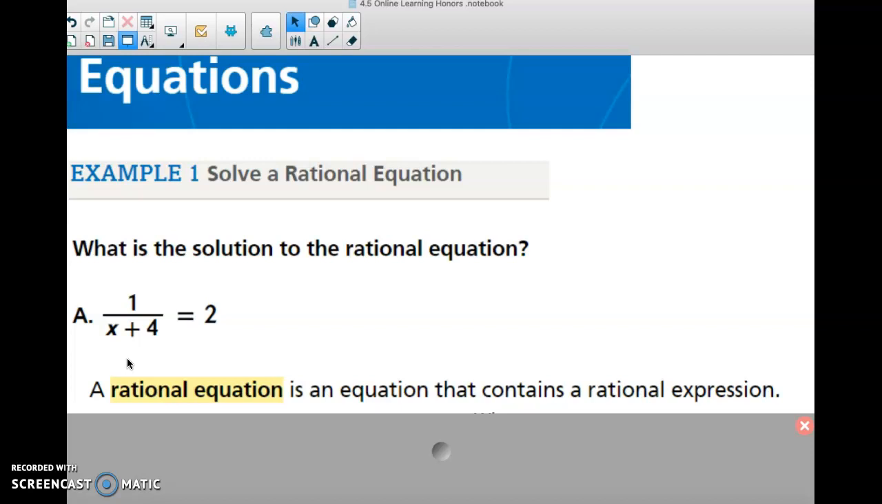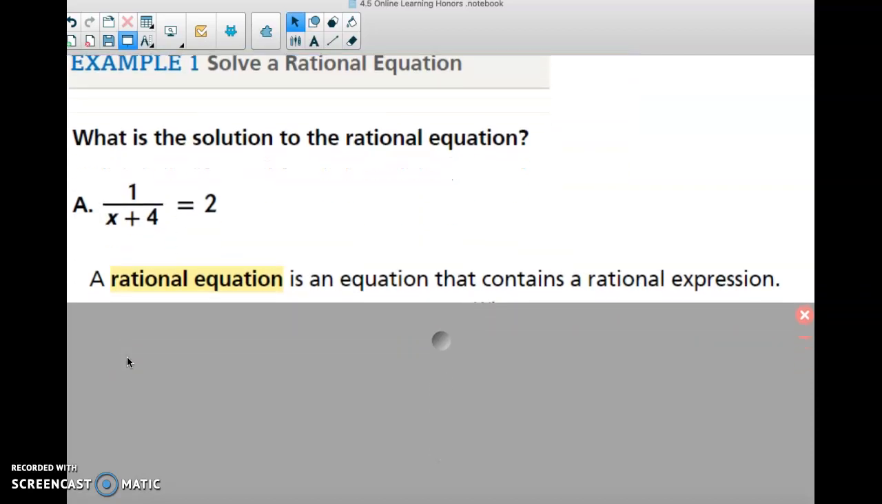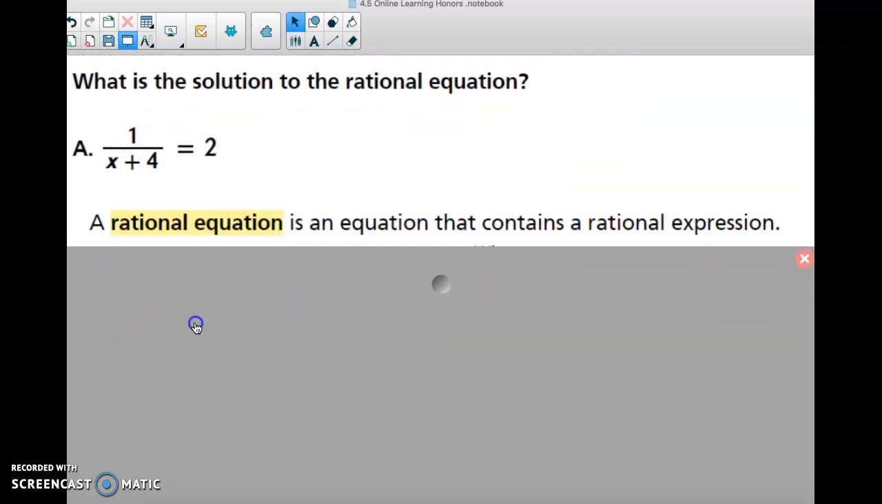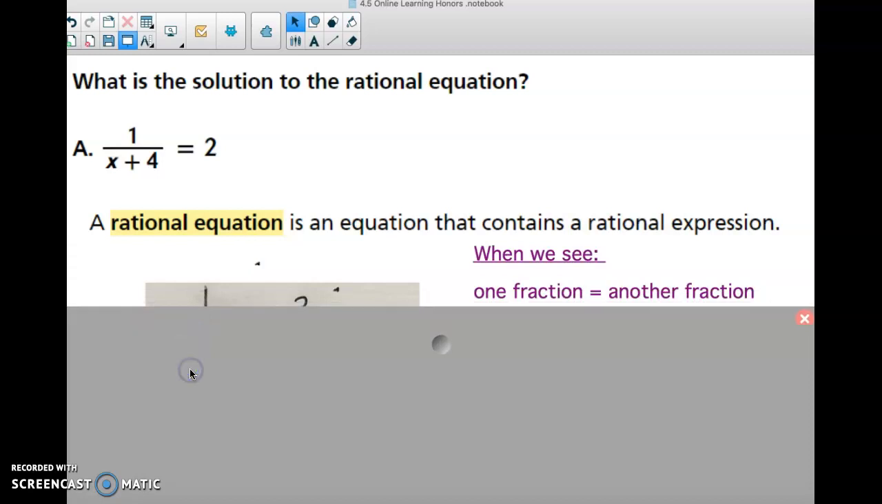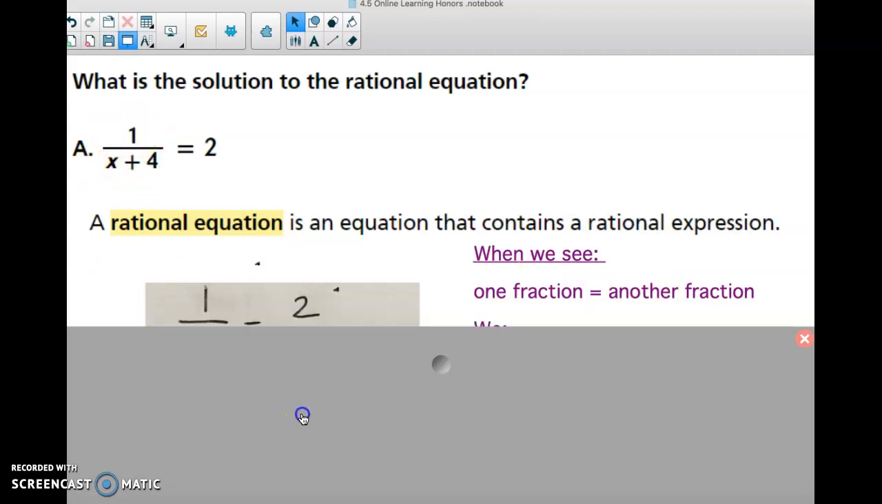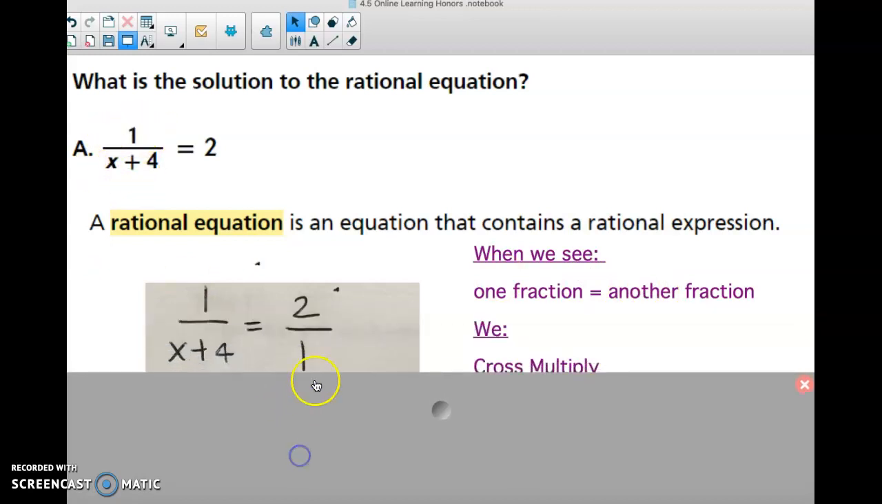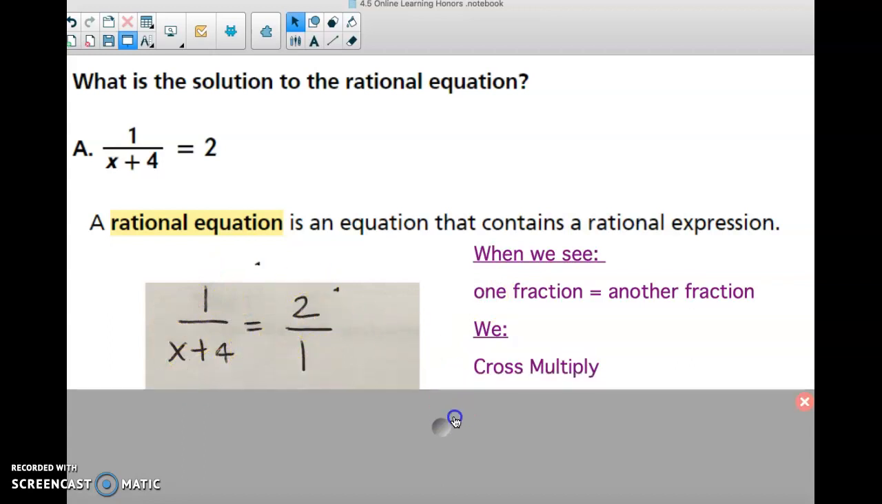This is the easiest type to solve, okay? And why it's the easiest type to solve is because when we see one fraction equals another fraction, right? Here's one fraction, and that 2, remember, any whole number I can make as a fraction, the denominator is 1. So when I see just one fraction over here equals another fraction, we want to cross multiply, okay?